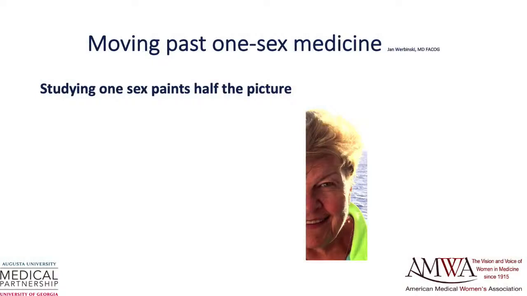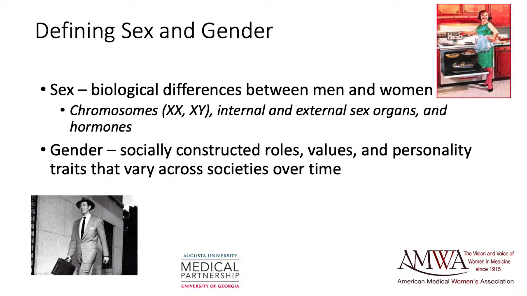But what exactly are sex and gender to begin with? Well, first, sex is the biological construct. It's that biological difference between men and women. It's the chromosomal design. Sex: you're born with an XX or an XY. But gender is that socially constructed role. It's sort of how we view ourselves in society, how others view us in society.